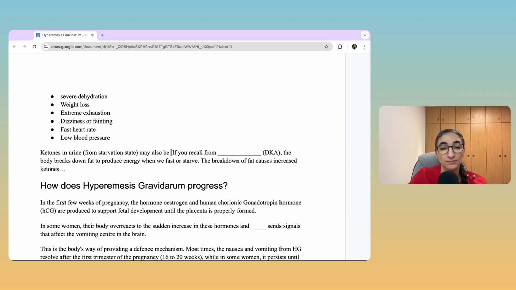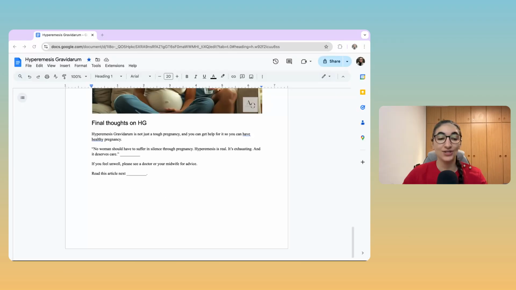May also be a sign of HG. If you recall from, then just to kind of complete that sentence. So another thing I would add is that at the end, I have no references. So I don't know where any of this information came from or how to validate it. So what were the sources of information? Good sources of information are things that come from places of authority. So for example, in the UK, we have the NHS website, or maybe we have NICE guidelines, or maybe in the US, you have the CDC.